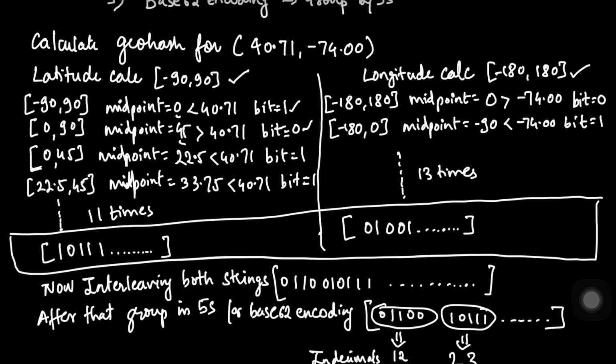Similarly, we do it 15 times for latitude as well as longitude. At the end we get a 15-bit array for both latitude as well as longitude. If you see over here, we have 10111 for latitude, and 01001 is the bit array for longitude.